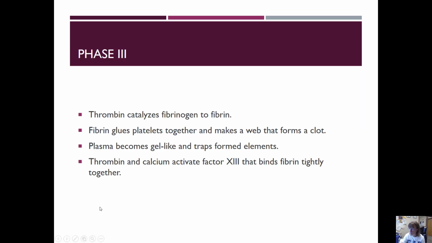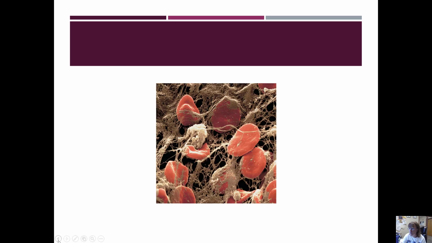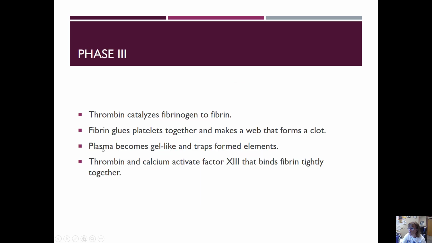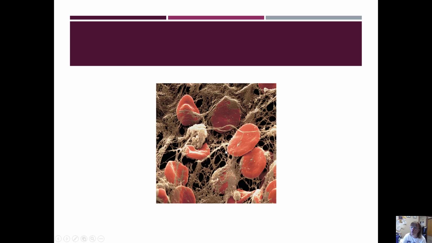Okay, so put that. You've probably seen what happens when the fibrin has stuck everything together. It looks like this. And then plasma leaks out. So you can see plasma becomes gel-like and traps the formed elements. And then the fibrin molecules are tightly woven together and will trap all of the cells, not just the red blood cells, but white blood cells. And the platelets were already sticking. All right.